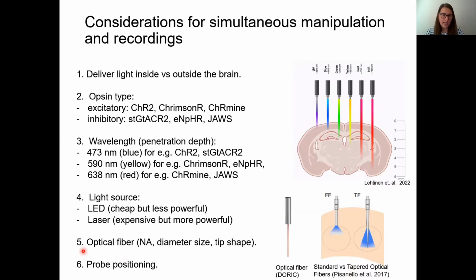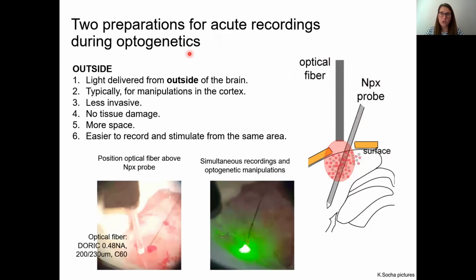And lastly, it's important to also think about where you are going to position your probes, because that also will determine how you want to implant, for example, the optical fibers, if you will do deep brain manipulations. And now I'm going to briefly introduce two preparations for acute recordings during optogenetics.